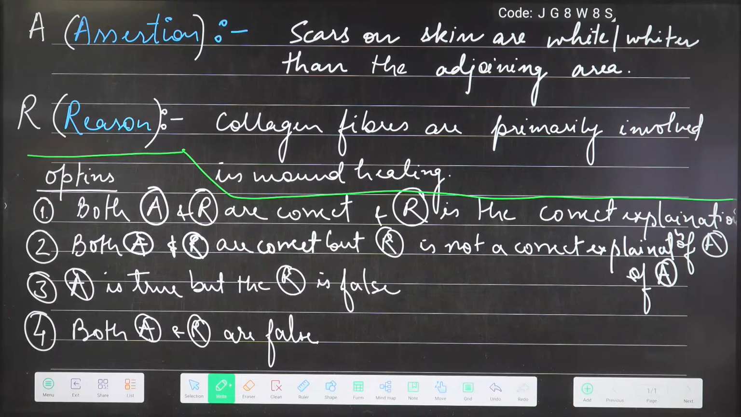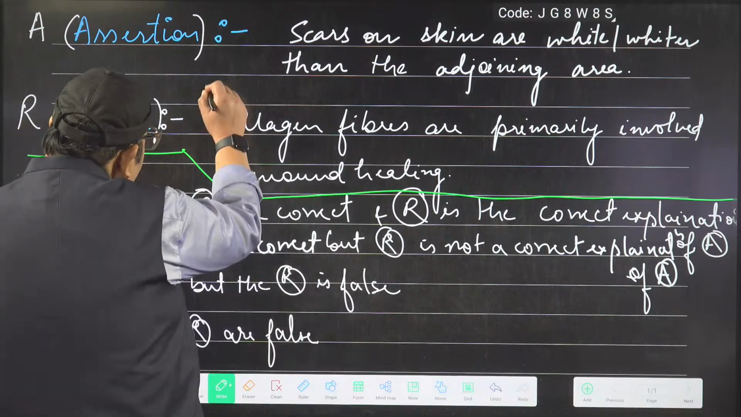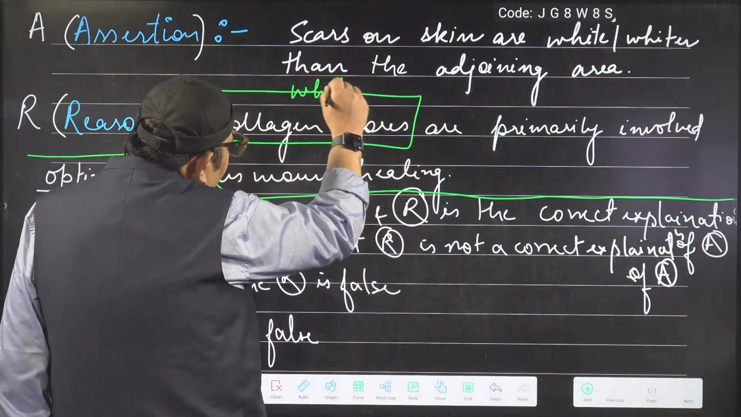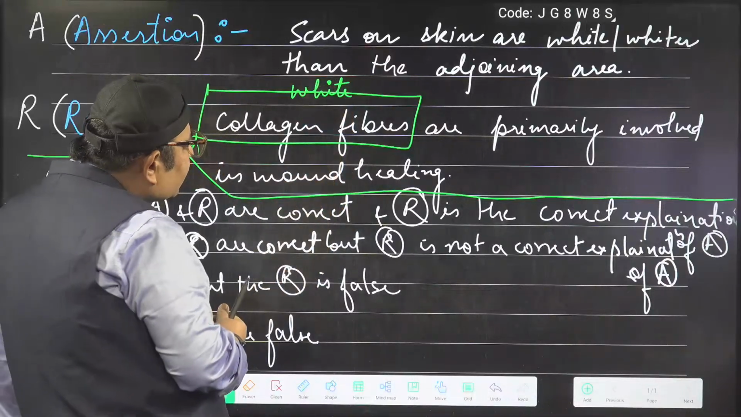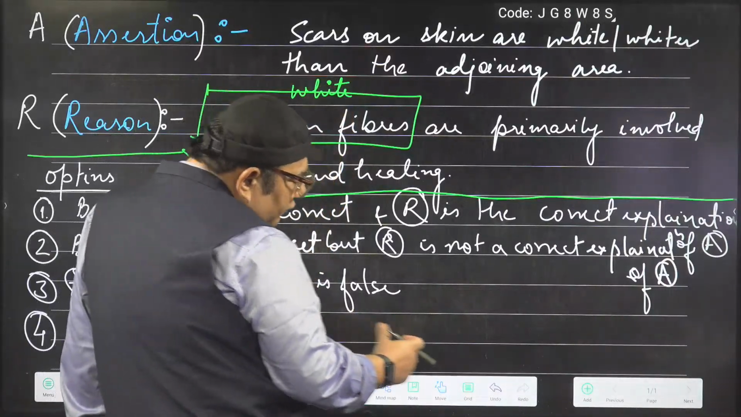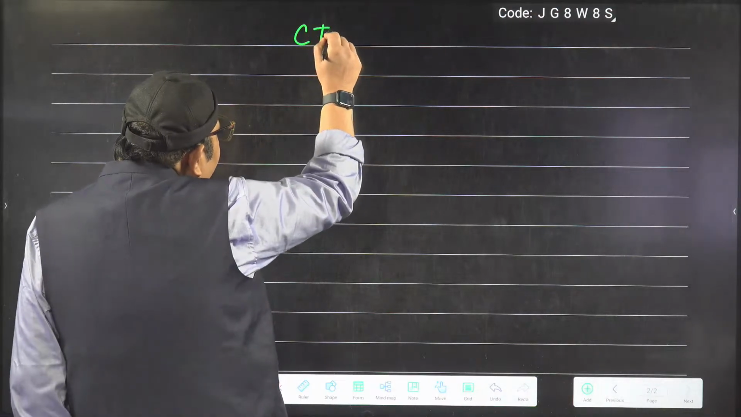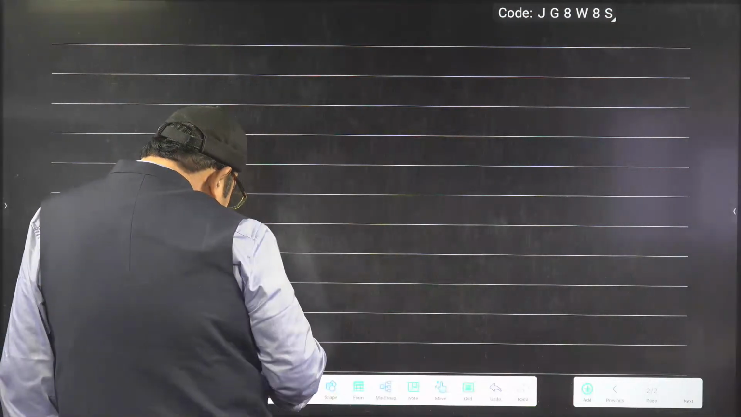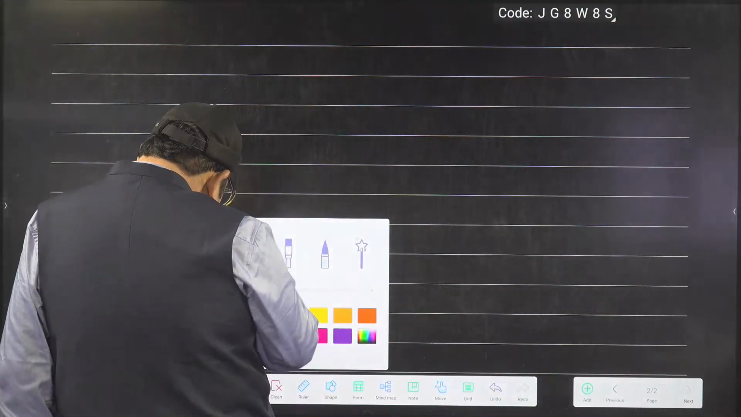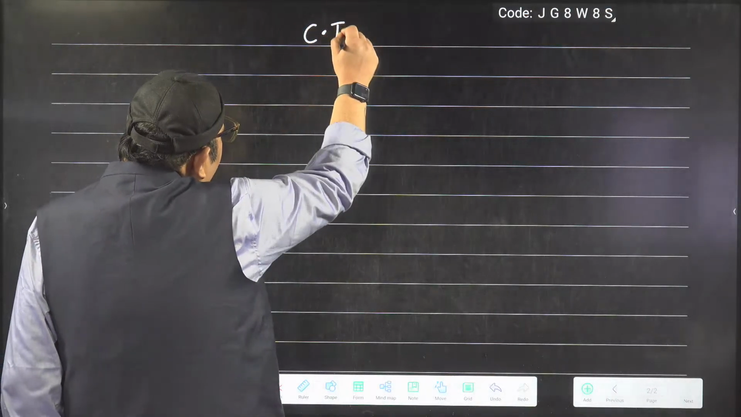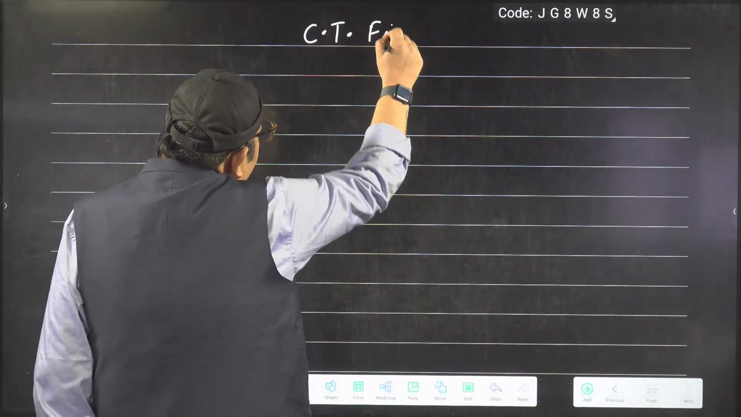The reason being, these collagen fibers are white in color. I just now discussed the two types of connective tissue fibers. So I write here the connective tissue fibers. Let's note down, guys. Let's note down connective tissue fibers.